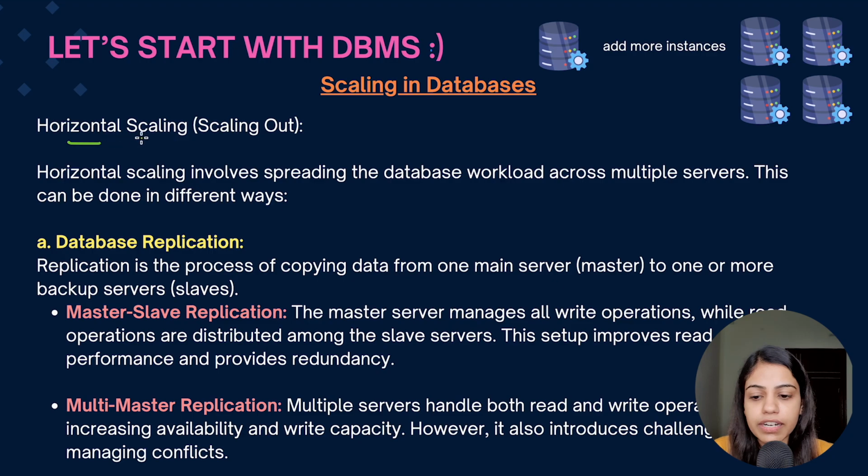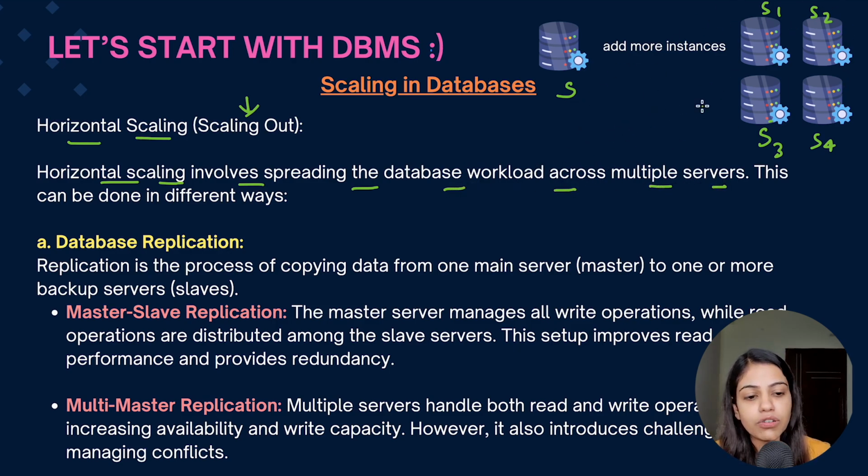Now coming to the next one, that is horizontal scaling, which is also called scaling out, because here we are not scaling the resources of the server, rather we are scaling the server. If there is one server earlier, we are adding more instances or more servers after scaling. So if this is server 1, server 2, server 3 and server 4. Horizontal scaling involves spreading the database workload across multiple servers. Whenever we spread the database load across multiple servers, we call this horizontal scaling in terms of databases.